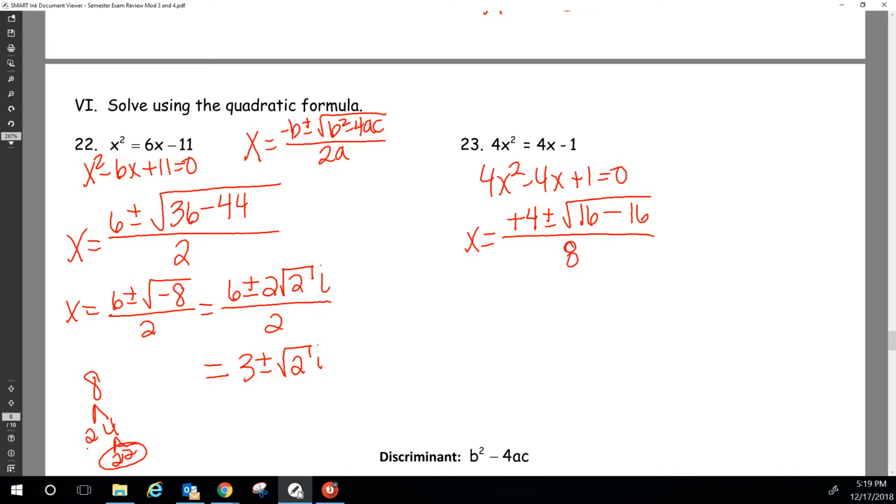16 minus 16 is 0. So this is the case where we're just going to have one solution, 4 divided by 8, because there's plus or minus 0, and that would reduce down to 1/2. That's the case where the parabola, in this case, it's opening up. So it would go down, it would touch that x, well, pretend like that's touching. It would touch the x-axis at one spot and then bounce back up.